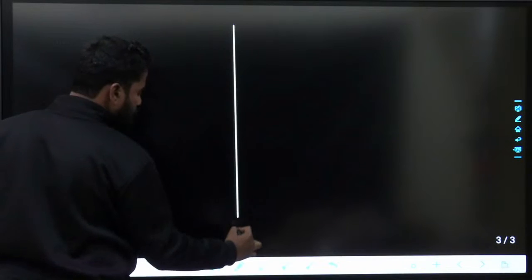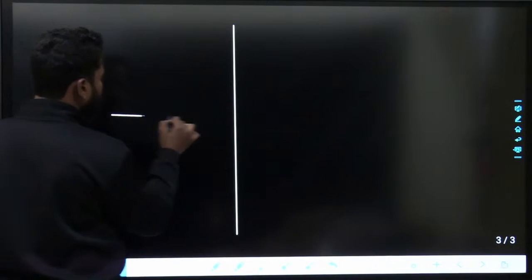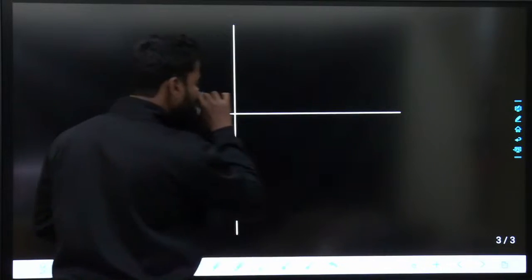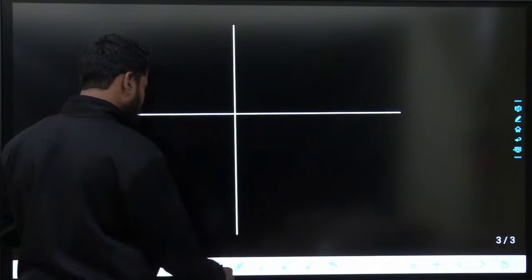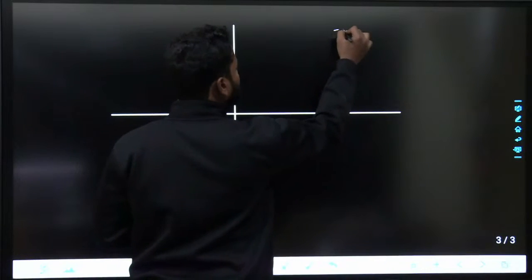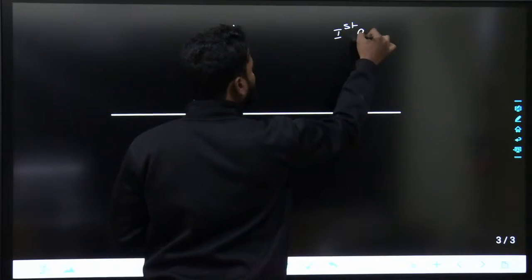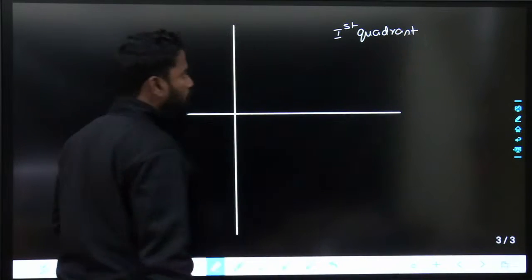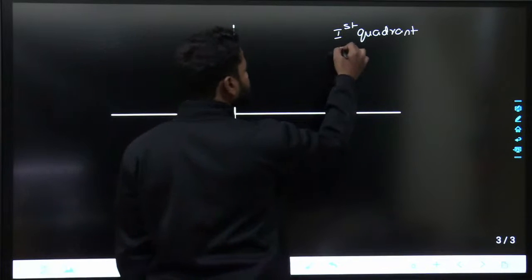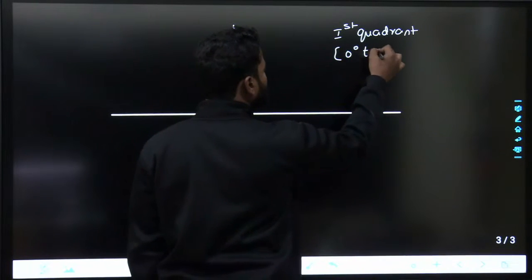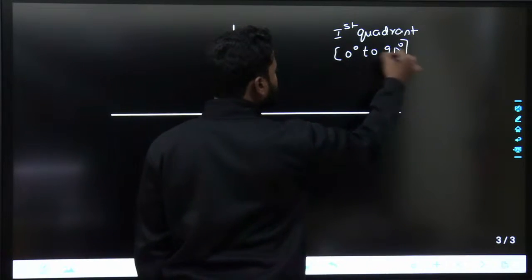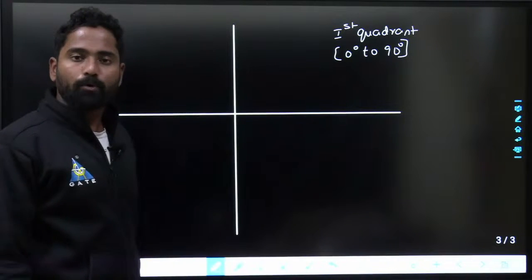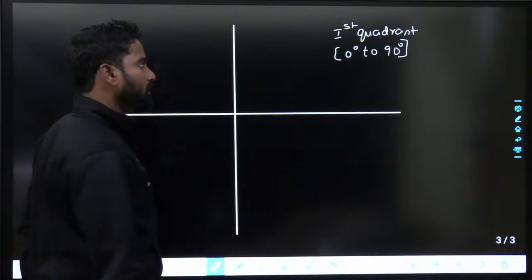The signs for the coordinates are very much important. This is the first quadrant. In this quadrant, the angle is between 0 degrees to 90 degrees. Both cos theta is positive, sin theta is positive.